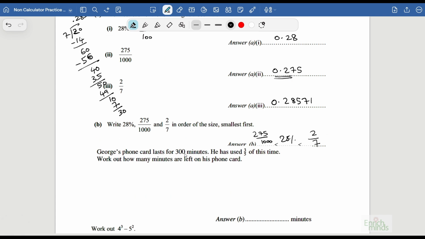George's phone card lasts for 300 minutes. He has used 3/5 of this time. Work out how many minutes are left on his phone card. He used 3/5 of 300. How much is left? The remaining time will be 2/5 of 300. If you've used 3/5, then 2/5 will be remaining. So if we find 2/5 of 300, we can directly find the number of minutes remaining. 1/5 of 300, or 300 over 5, is 60. 60 times 2 gives me 2/5 of 300, which is 120.